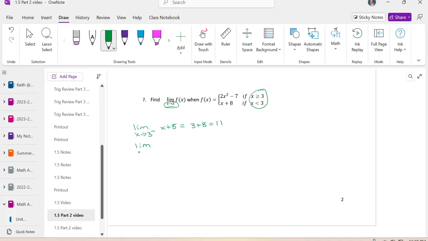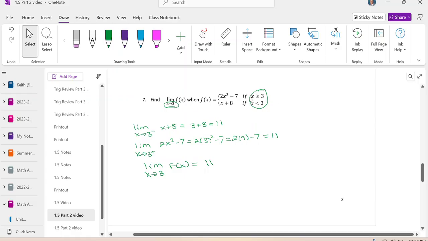And you also have to find the limit as x approaches 3 from the right. From the right is greater than. So you're going to use 2x squared minus 7 and put the 3 in. So this becomes 2 times 9 minus 7, which is 11. So notice, since it's the same, the limit then as x approaches 3 of this function is equal to 11. So that's the process when evaluating the piecewise function at a changing point.